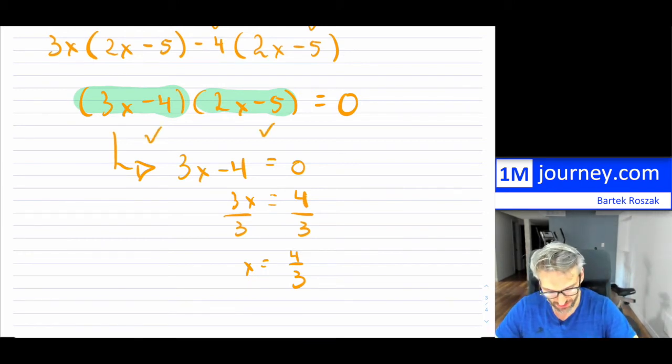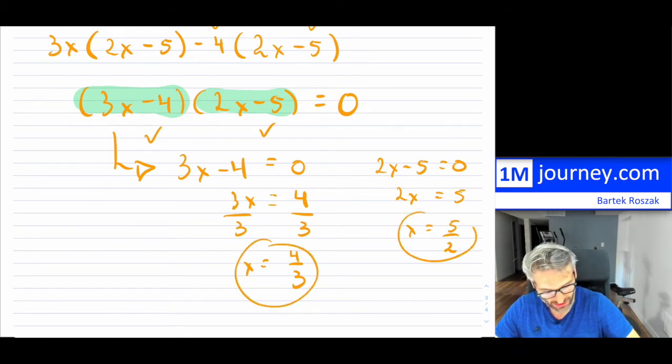And then here's the other one. 2x minus 5 is equal to 0. Bring that 5 over, that's 2x. Divide by 2, and you get 5 over 2. And those are your zeros of the equation.